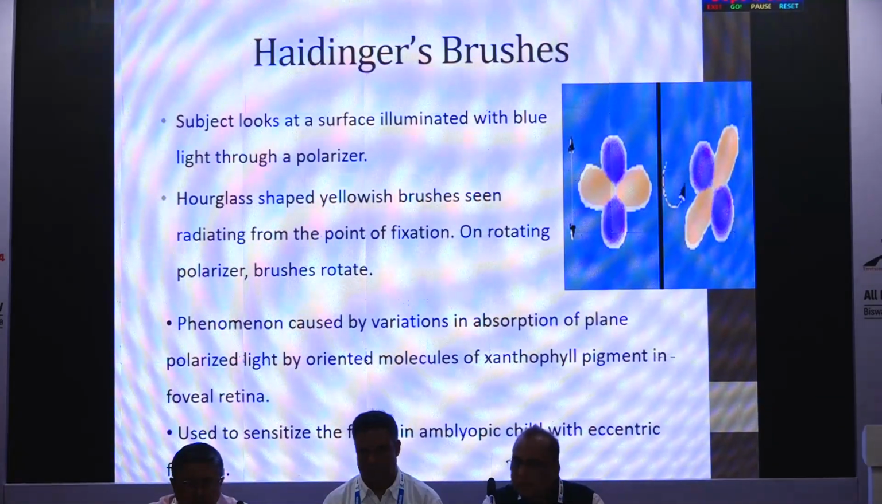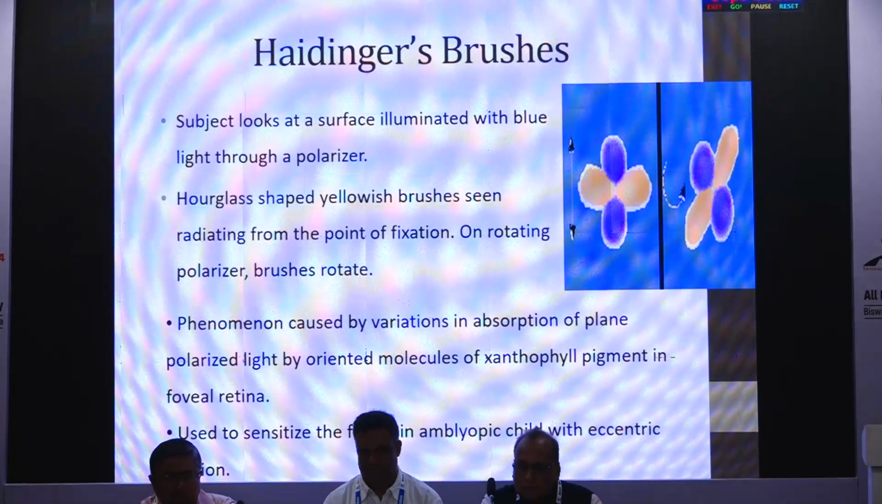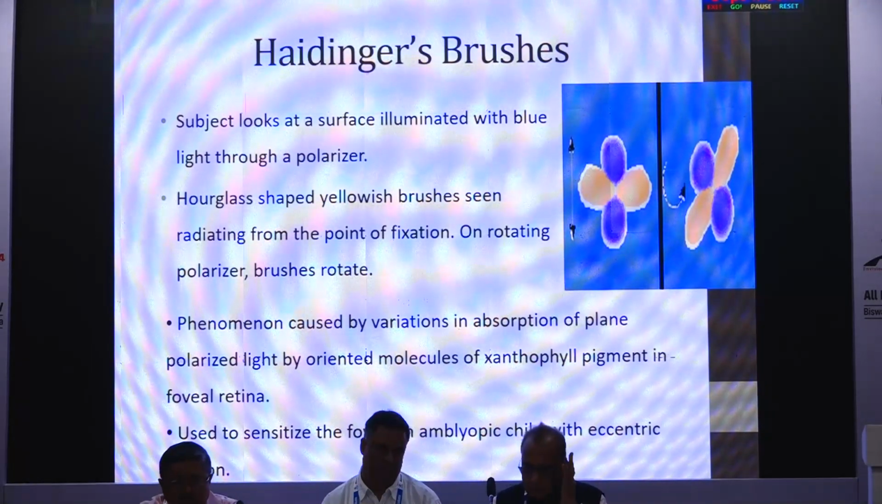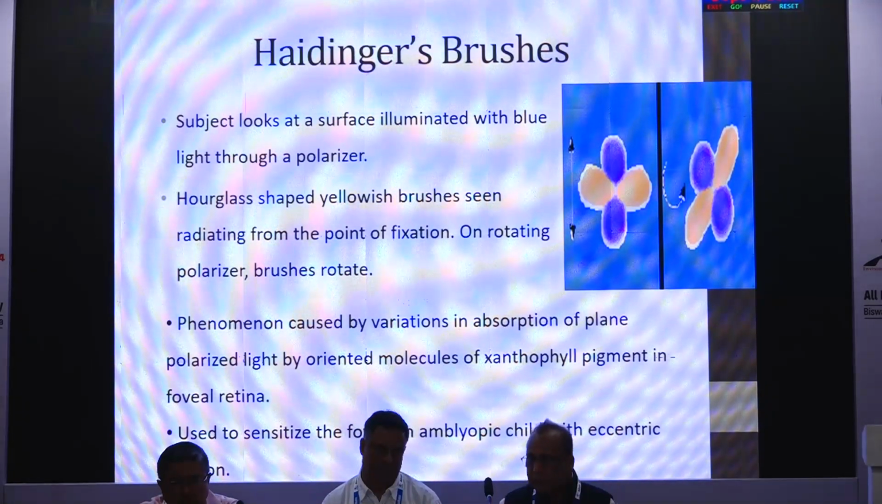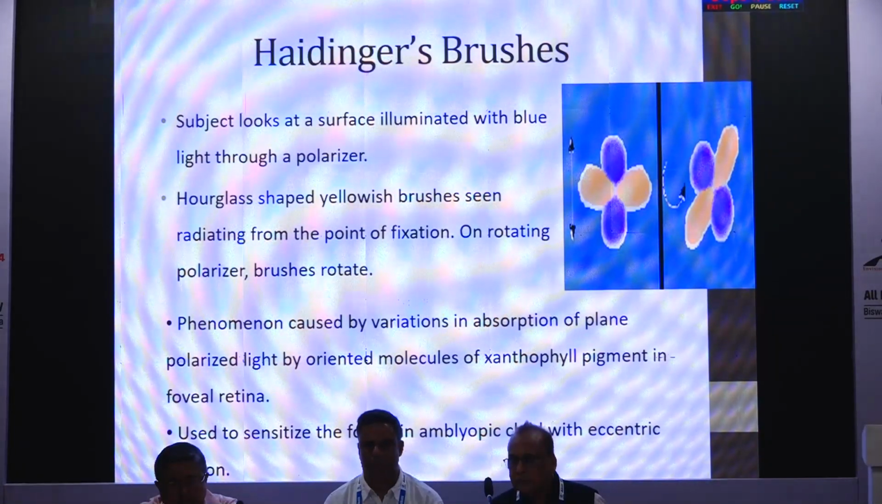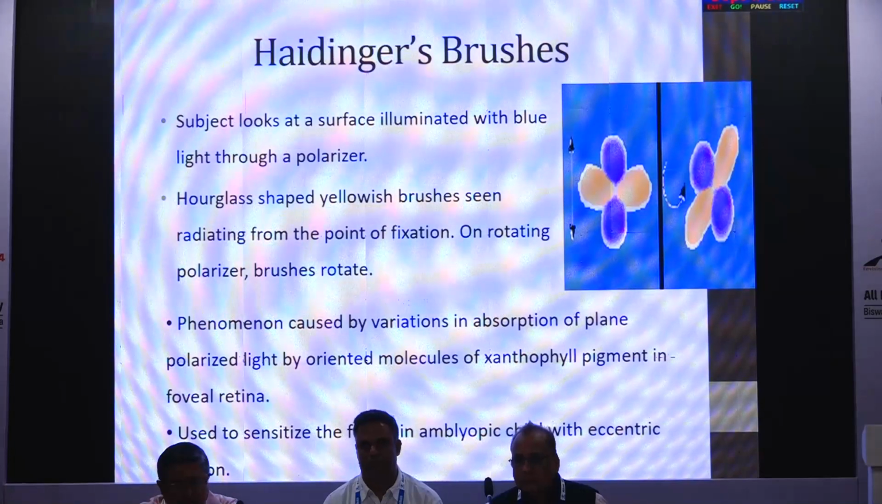And coming on to the last, Haidinger brushes is a phenomenon caused by variation in absorption of plane polarized light by oriented molecules of xanthophyll pigment in the foveal retina, and is used to sensitize the fovea in amblyopic children with eccentric fixation. An hourglass shaped yellowish brush is seen radiating from the point of fixation, and when rotating the polarizer, the brushes also rotate.